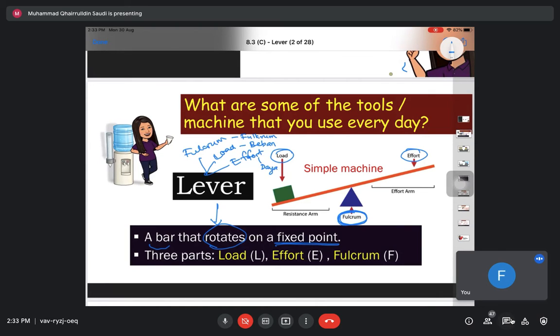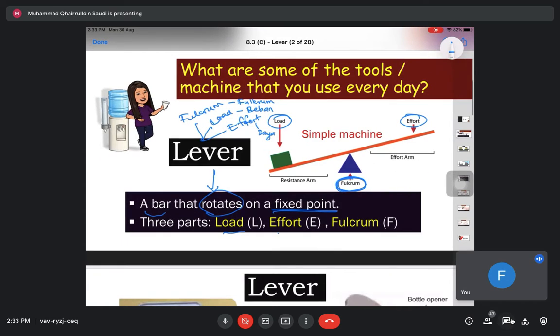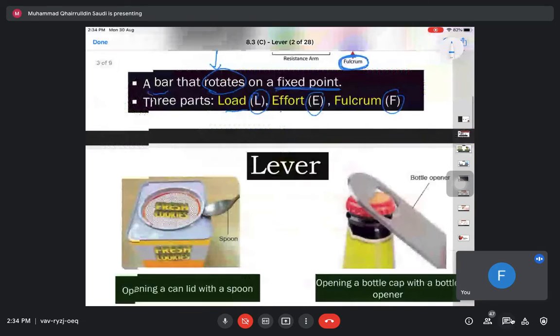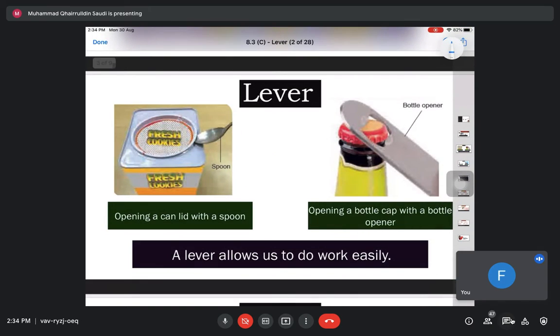This should make it easier for you to understand. So 3 parts: load, usually labeled with L, effort labeled with E, while fulcrum is labeled with F. An example of a lever in daily life would be when you try to open a can lid with a spoon, or when you try to open a bottle cap with a bottle opener. So a lever allows us to do work easily.